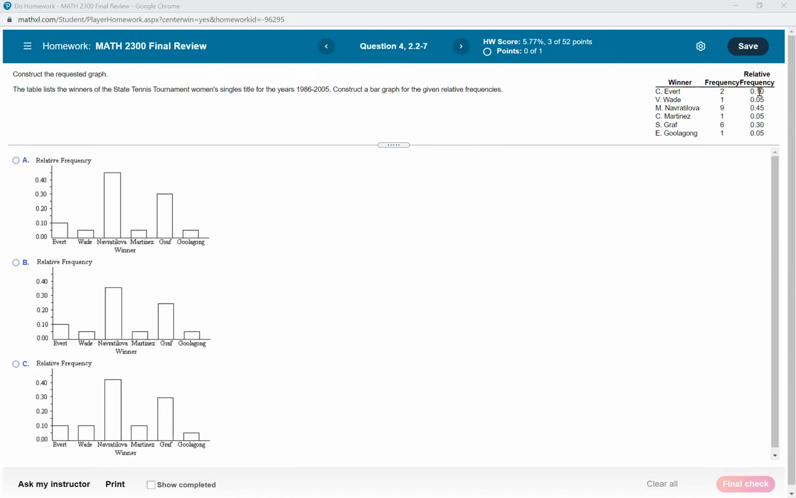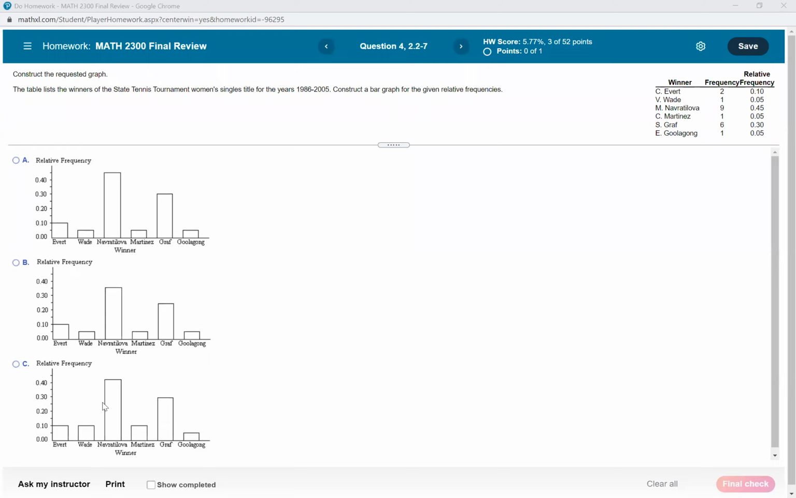For the first one, the relative frequency is 0.10. This is 0.10, then 0.05, then 0.45. This is also correct. Then 0.05, that's correct. Then this is 0.30, and the height of this bar is also 0.30. And the height of this bar is also 0.05. I think the first one is correct.